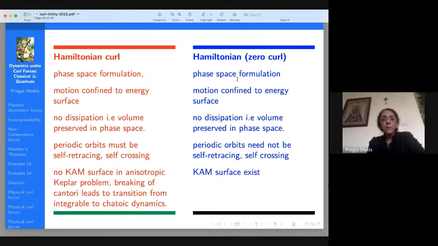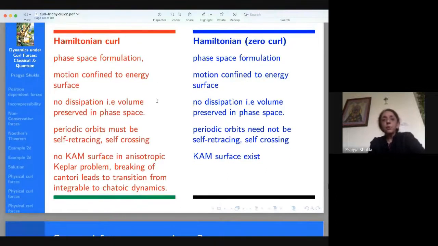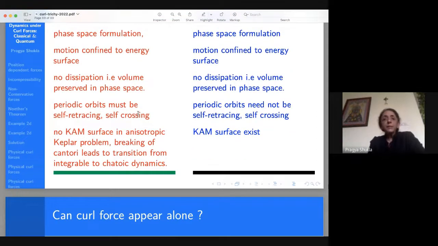Comparison: in both cases phase space formulation is possible. In both cases motion is confined to the energy surface because of the Hamiltonian, of course. Notice this is also the same. However, this now takes a different aspect. Periodic orbits need not be self-retracing, self-crossing in this case, as you already know. But in the other case, periodic orbits have to be self-retracing, self-crossing, because along a closed periodic orbit, velocity in state space is conserved.